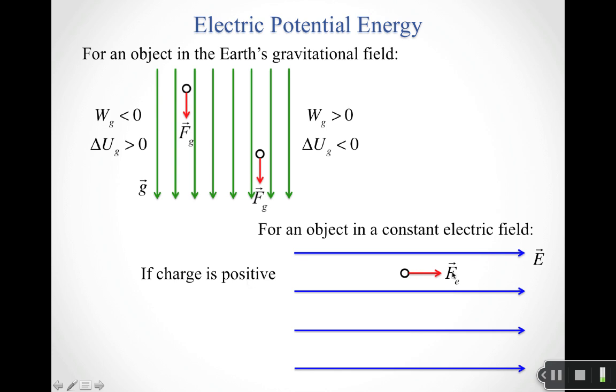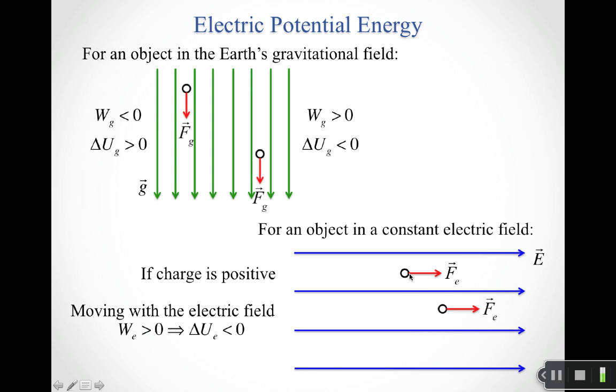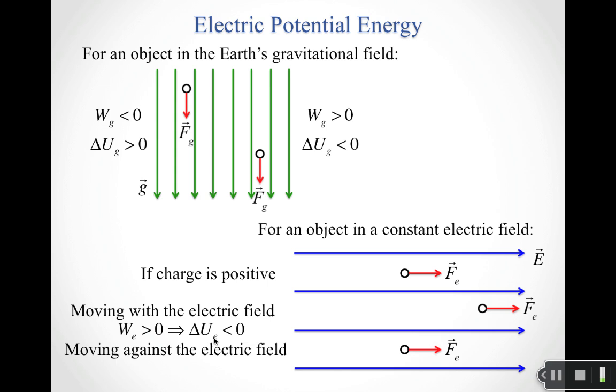Again, mass was always positive, but charge can be positive or negative. So if the charge is positive, then we know that there's going to be an electric force that points in the direction of the electric field that acts on that charge. So if you let the force move with the electric field, that means the electric force does positive work, and you decrease the electric potential energy.